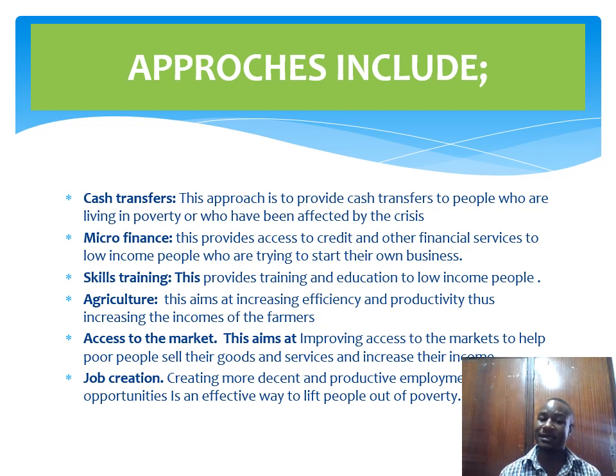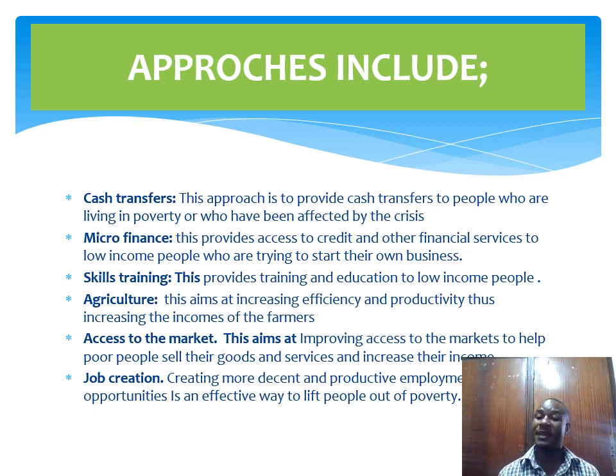Another one is access to market. This approach aims at improving access to markets to help people who are poor to sell their goods and services and increase their incomes. You know, not everyone in the village has access to a market. So the government has to come in and provide infrastructure. We mean economic infrastructure such as roads.